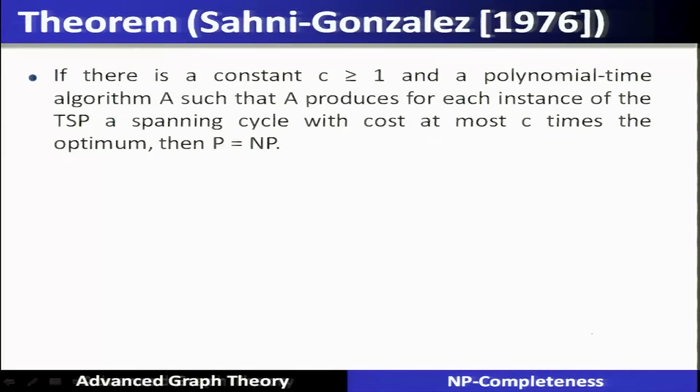So, there is a theorem which says that if there is a constant C which is at least 1 and a polynomial time algorithm A such that A produces, for each instance of a traveling salesman problem, a spanning cycle with a cost at most C times the optimum value, then P is equal to NP. That means this particular problem also becomes difficult to be computed with an approximation algorithm.